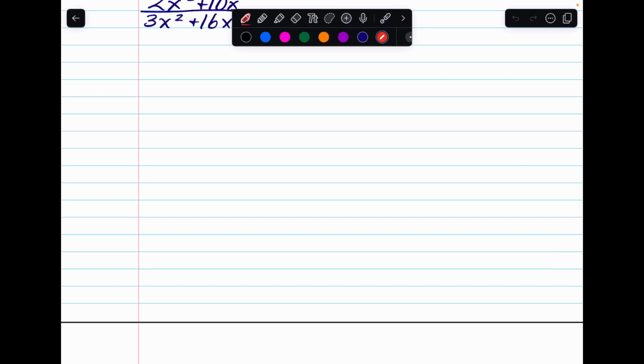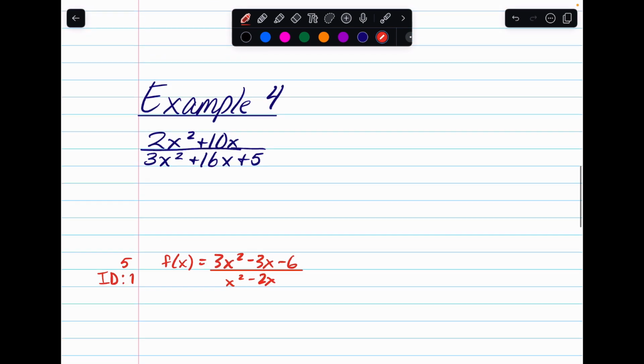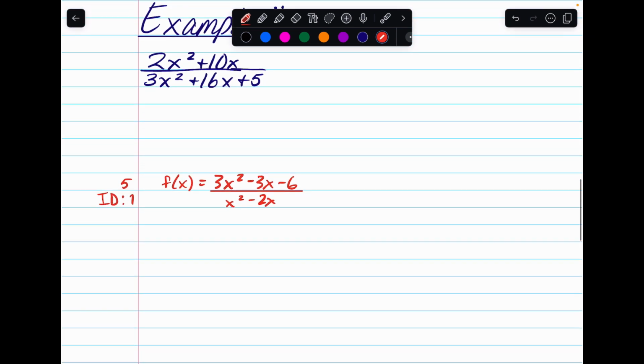So the one on ID1, question 5. ID number 1. The question said, graph the function f of x equals 3x squared minus 3x minus 6 over x squared minus 2x. Now in class, I went over some of the different examples, but either way, when you want to solve these, you want to simplify as much as you can.